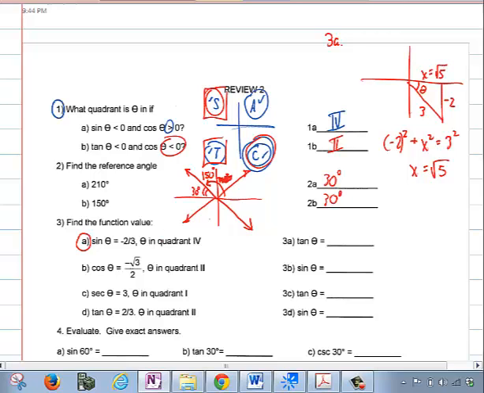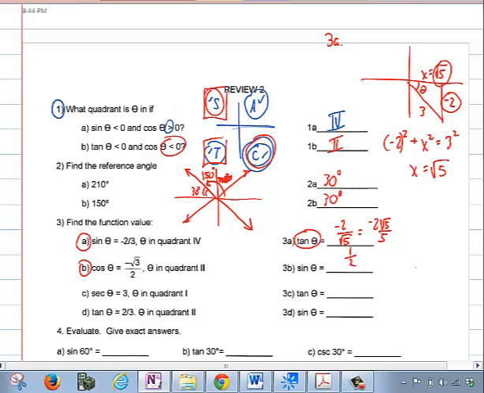And then you find the ratio they asked for. So here they asked for the tangent of theta. It would be -2 over √5. The resulting amount would be opposite over adjacent, -2 over √5, which would be -2√5 over 5. On part B, to find sine of theta, that would be 1/2.